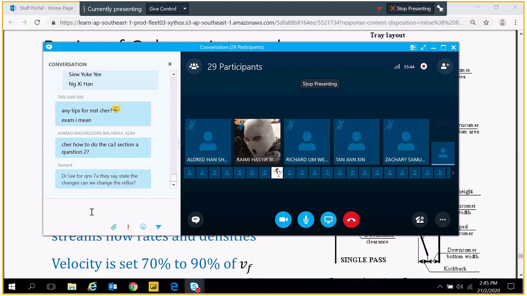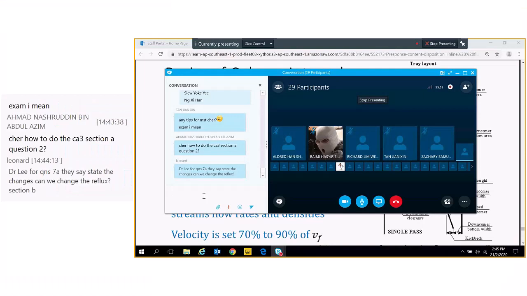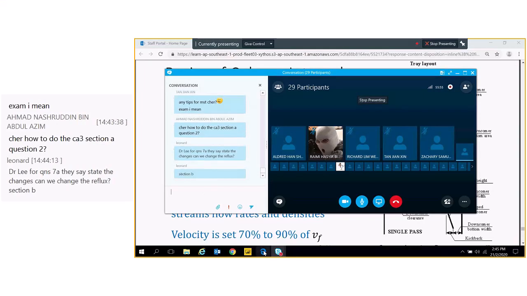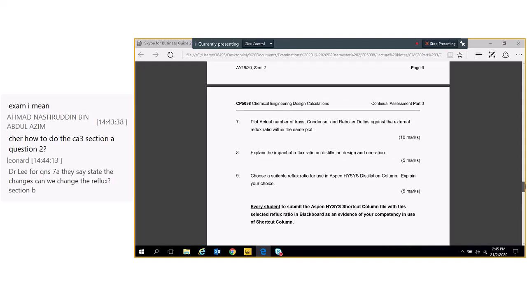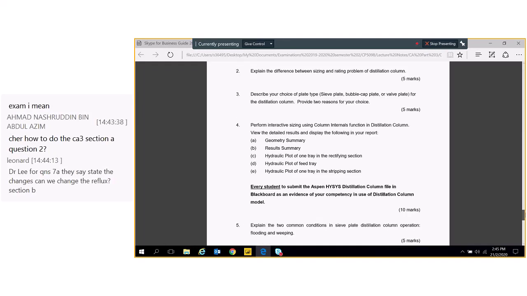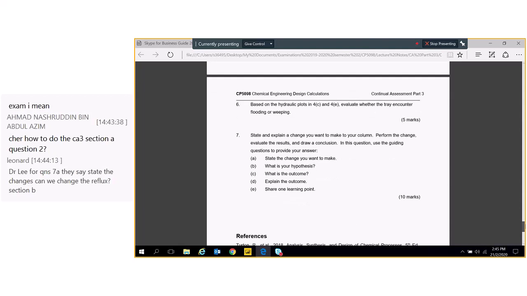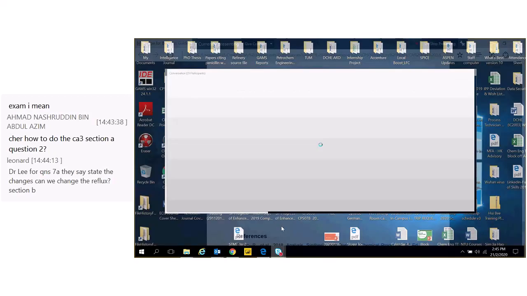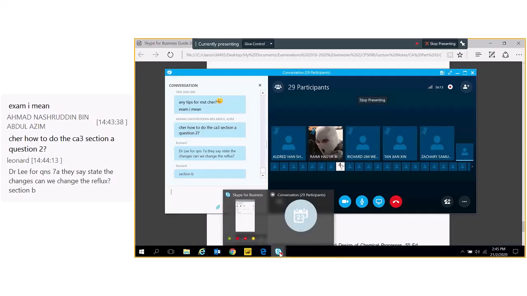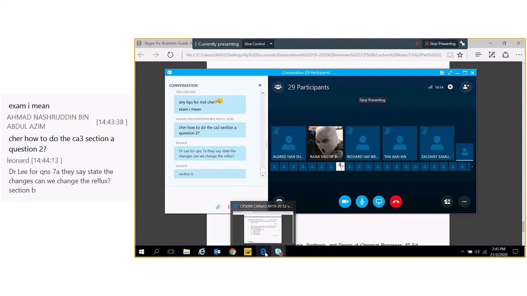Now, question 7A. Are you referring to section A or section B? This one I already mentioned.